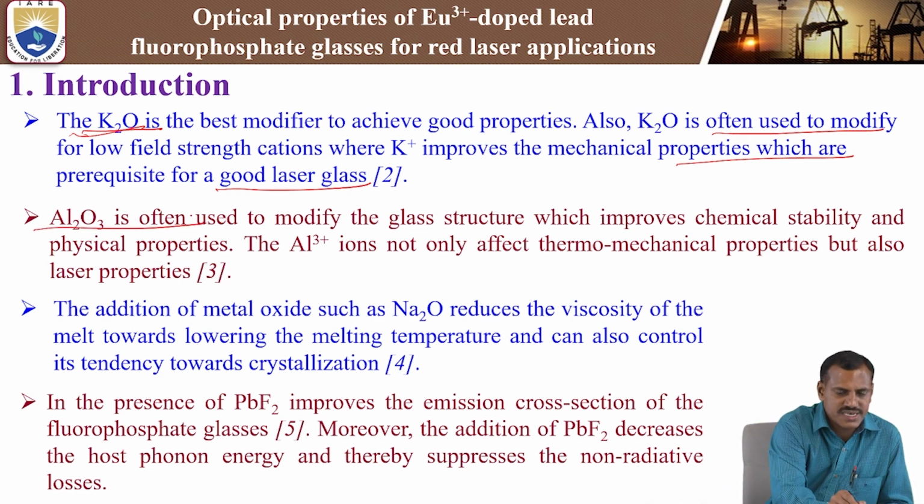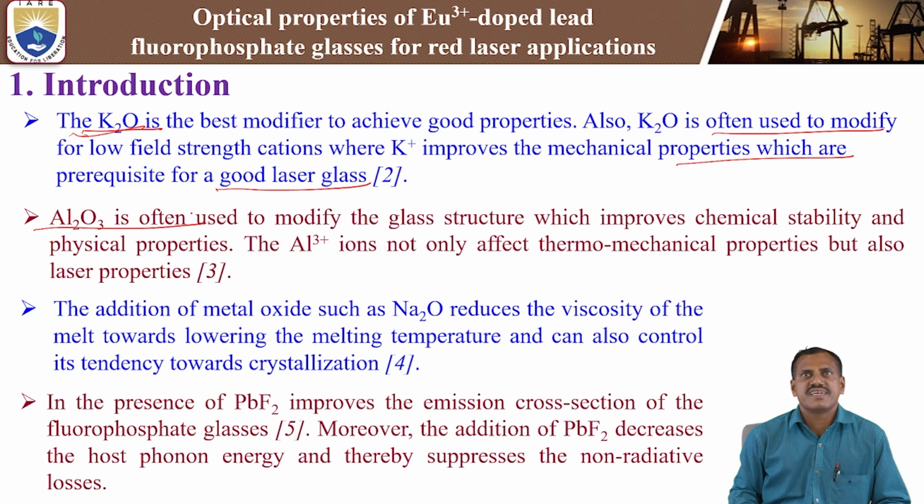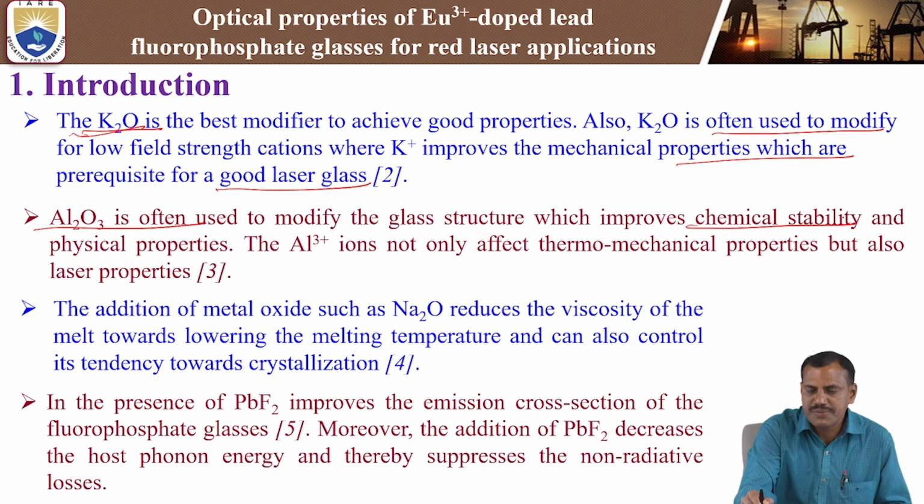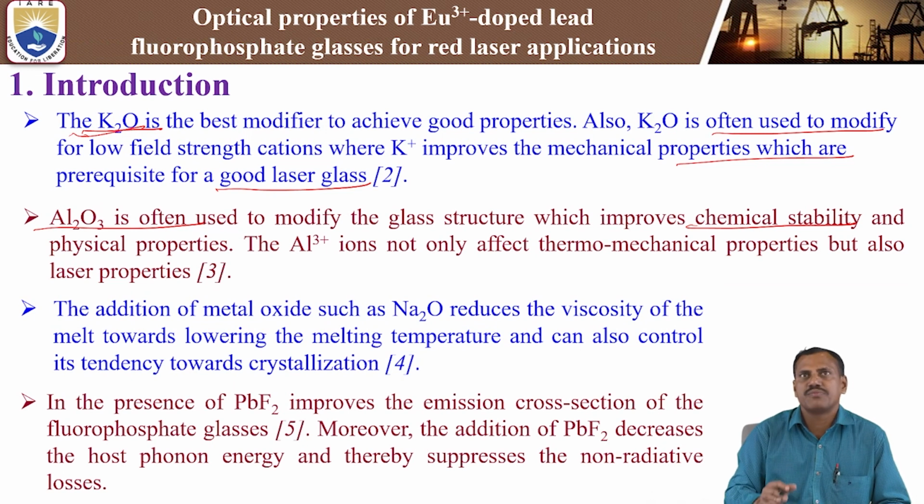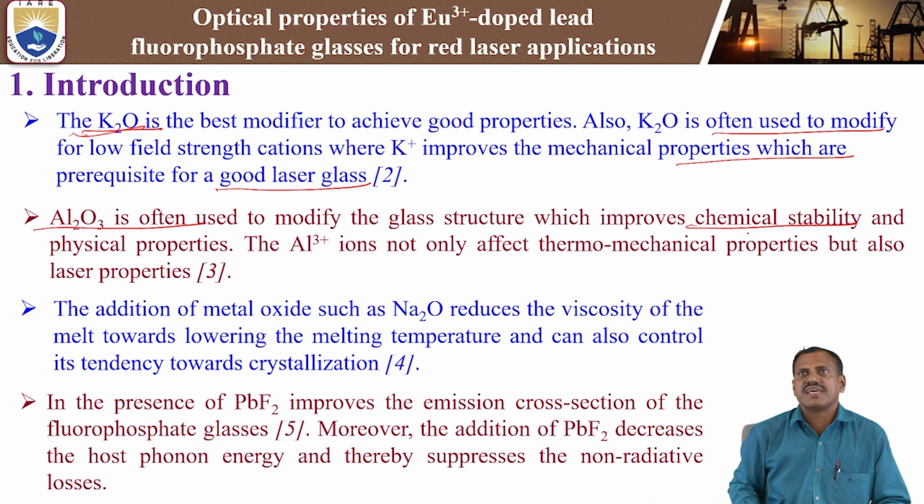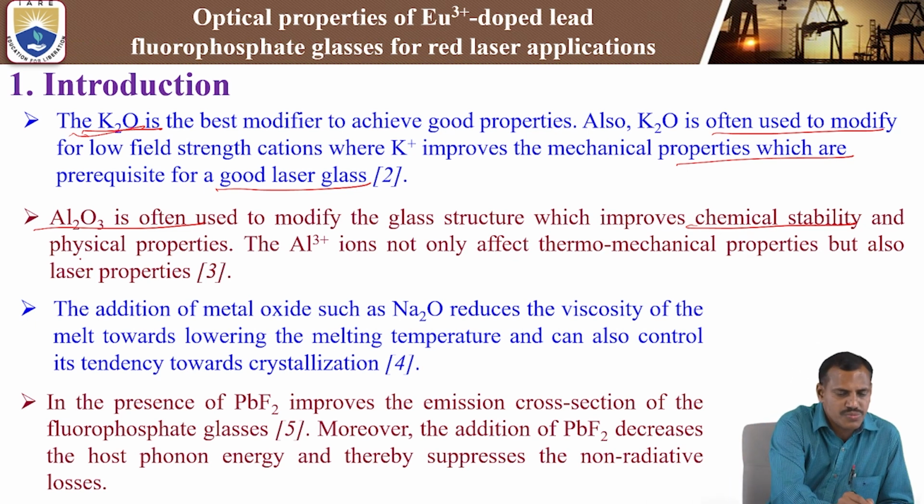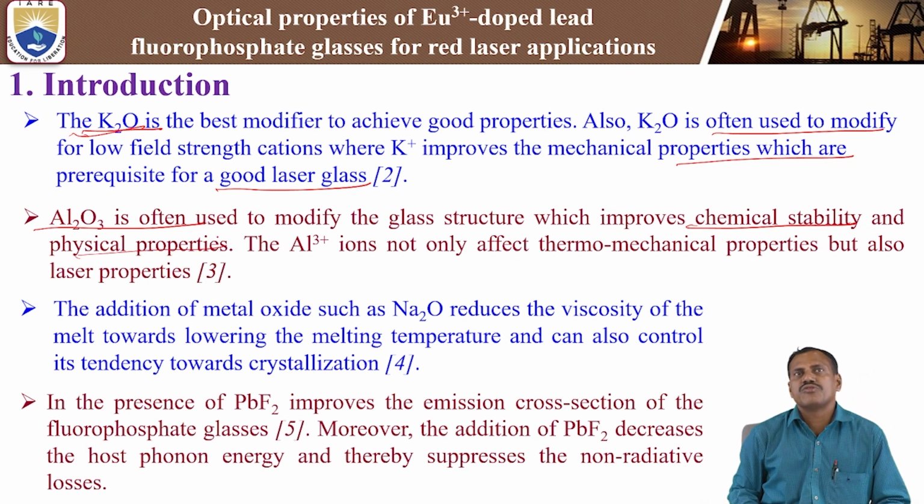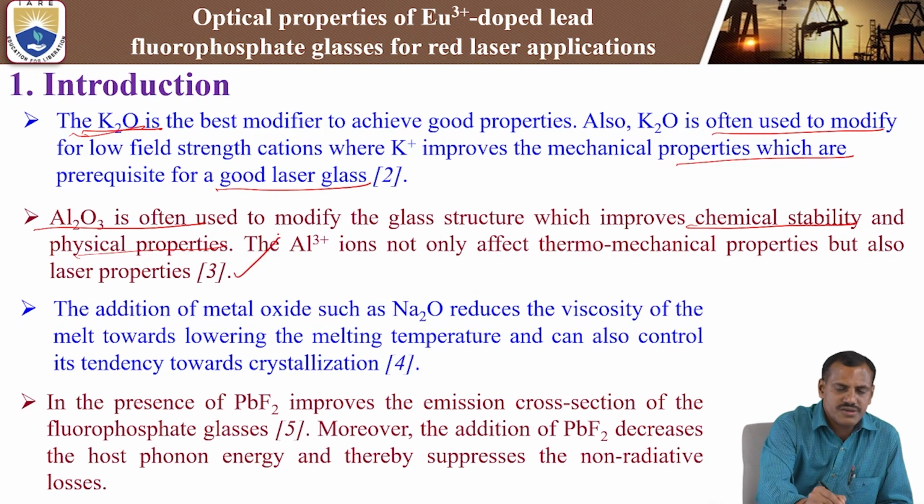Next, aluminum oxide. This is often used to modify the glass structure, which improves the chemical stability. If you use potassium oxide, it improves the mechanical strength. But if you use aluminum oxide, it improves the chemical stability and physical properties. This is one of the unique properties when adding aluminum oxide into the host material.